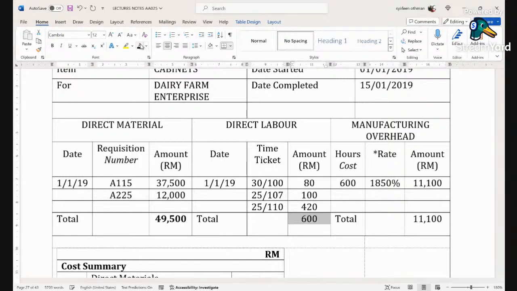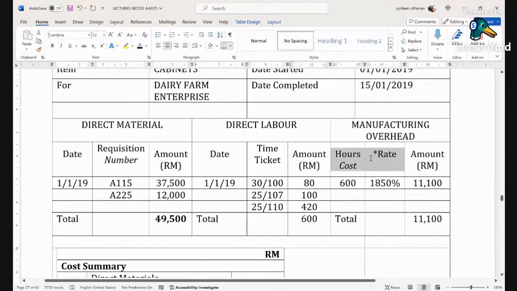Okay, and then your manufacturing overhead. Okay, so kalau you kira dia punya POR, dia akan dapat 1,850%. Okay, so your direct labor hours. Okay, sebab yang ni dia ada hours ataupun cost, bergantung pada apa kita punya basis lah. So saya guna direct labor cost kan. So direct labor cost ialah 600. Okay, so 600 darab dengan 1,850%, kita akan dapat 11,100. That is your manufacturing overhead.